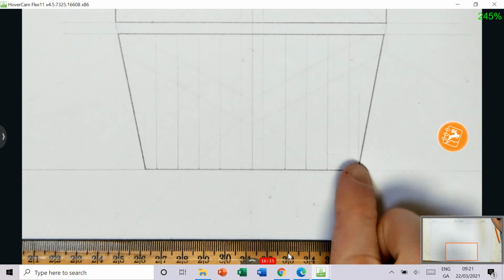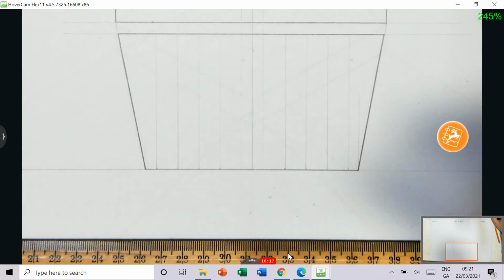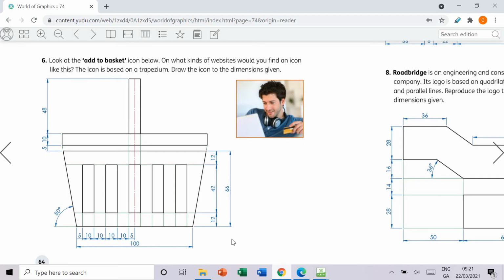Okay, and those are my construction lines here now. So what I've done there is I've measured out the 5, 10, 10, 10, 10, 5, and 5, 10, 10, 10, 10, 5. So next thing I want to do is measure up 12 from the bottom of the shape and down 12 from this line. So see it here, 12 and 12. That's going to leave me with these slots being 42 mil in height.